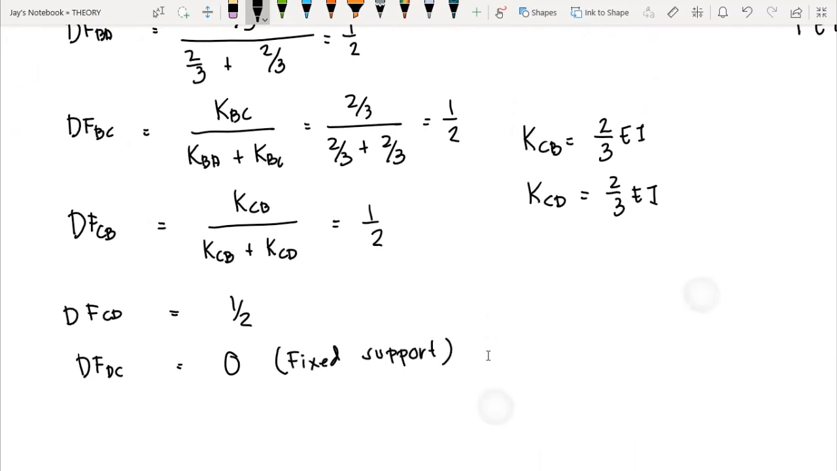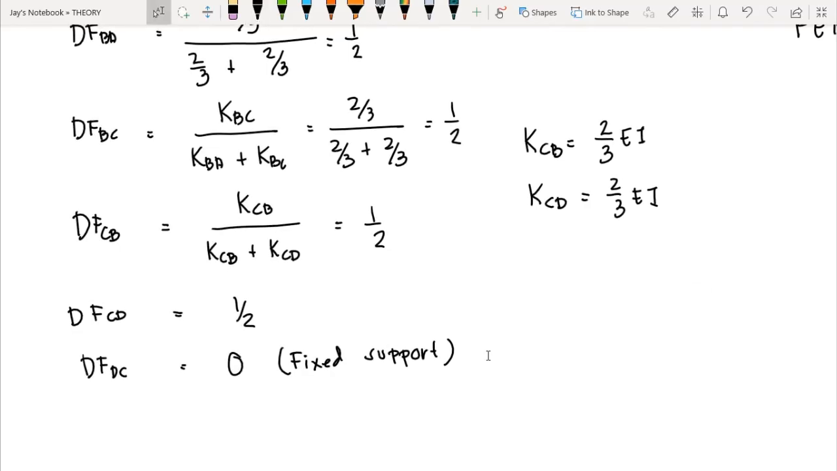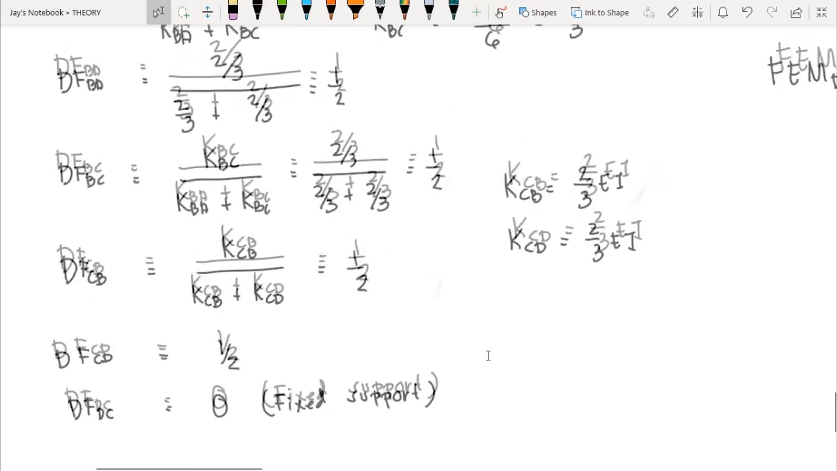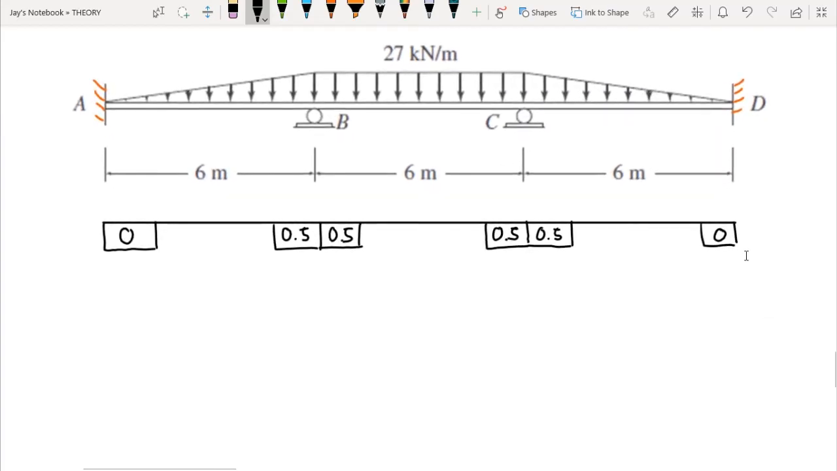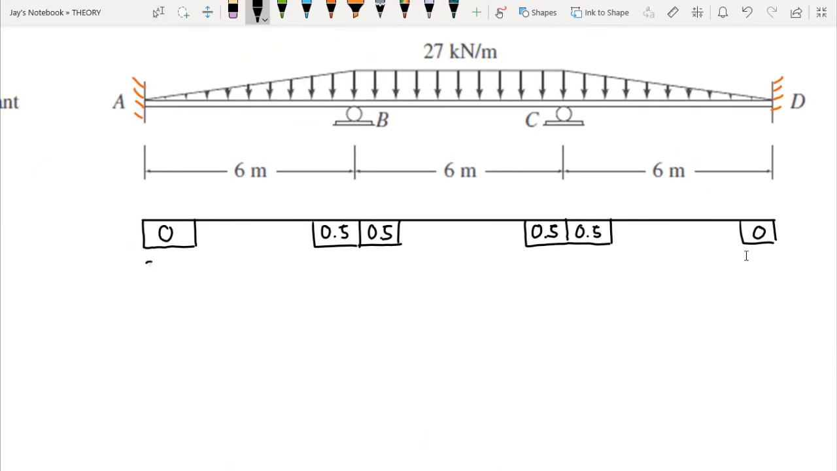Okay, so we now have the distribution factors for all supports. We have 0 for AB, 0.5 for BA, 0.5 for BC, 0.5 for CB, 0.5 for CD as well, and 0 for DC. In this case, we can now write the fixed end moments. For AB, we have 32.4. For BA, we have negative 48.6.